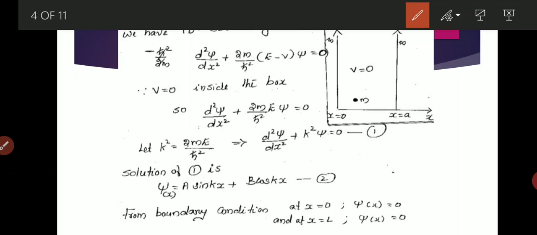So if V is equal to 0 inside the box, that means dou square psi by dx square plus 2mE by h cut square psi is equal to 0. Let k square be equal to 2mE by h cut square, that is, dou square psi by dx square plus k square psi is equal to 0. The solution for this equation, psi of x, can be written as A sin kx plus B cos kx. If we apply the boundary conditions, at x is equal to 0, psi of x is equal to 0, and at x is equal to a, psi of x is equal to 0.